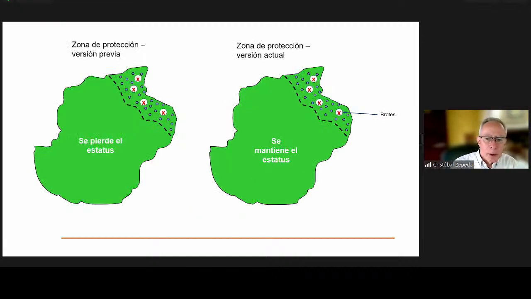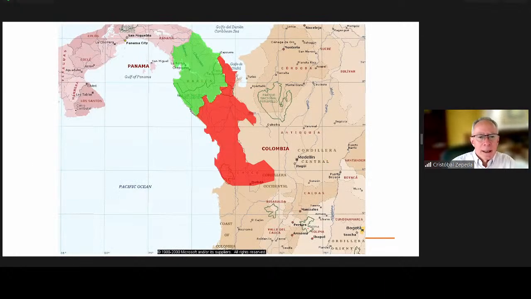So in the prior version, to summarize, when there were outbreaks in those protection areas, the status was lost. But in the current version, under the chapter on protection zones, the status is kept for the country in the event of outbreaks within these protection areas.